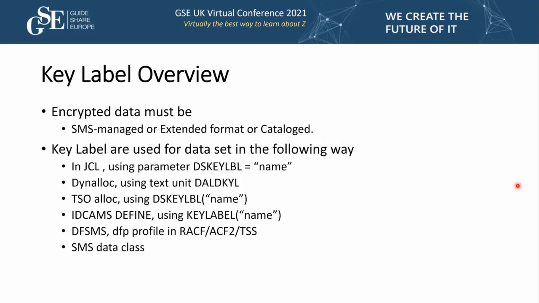The key labels are used for data sets in the following manner. In JCL, you can define it by using the parameter DSKEYLBL with the appropriate key label name. With dynamic allocation, you can use it with the text unit. With TSO ALLOCATE, you can provide the DSKEYLBL name, or you can use IDCAMS DEFINE to define that key label with the appropriate name. It can also be specified with the DFP segment in the RACF profile, via RACF or TSS, or in the SMS data class. This is how the key labels are used for data sets.